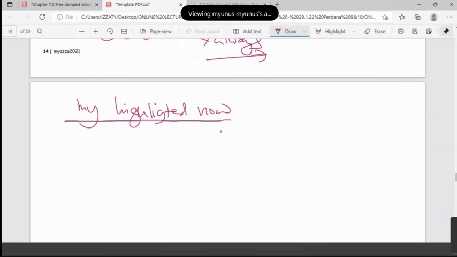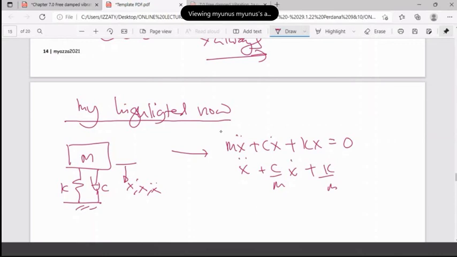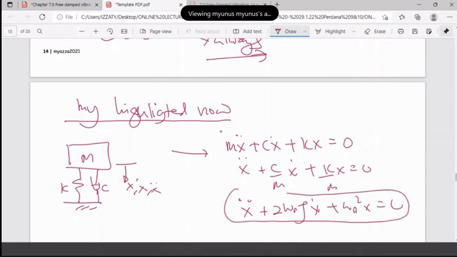Okay, thank you. The first highlighted note is the system that we are dealing with, with m, k and c. If you give a push or you pull it down, with x dot and x double dot, it will give you m x double dot plus c x dot plus k x equal to 0. You can also simplify the equation to become x double dot plus c by m x dot plus k by m x equal to 0. And you can also write this equation in another form: x double dot plus 2 omega n zeta x dot plus omega n square x equal to 0. So this one is what we call the differential equation of this system.